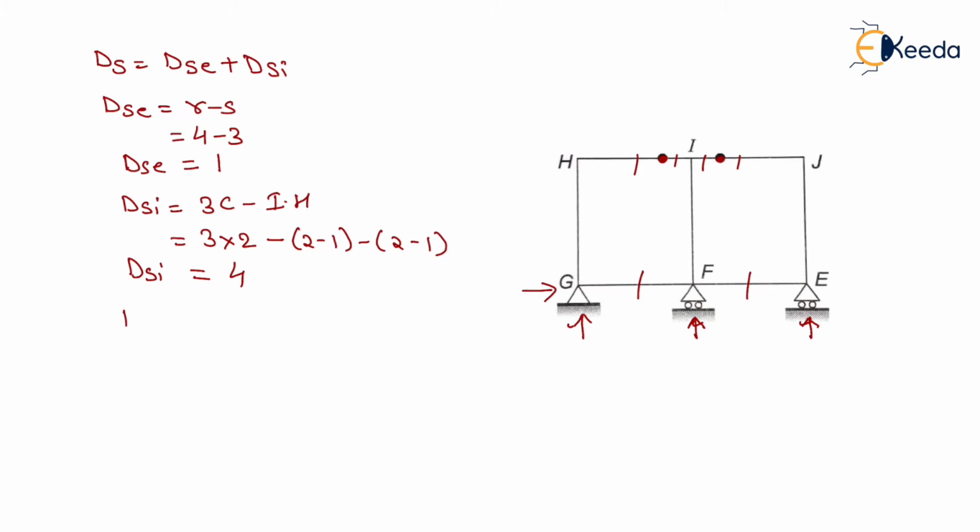Now if we want to calculate the total static indeterminacy, then it will be the sum of external static indeterminacy plus internal static indeterminacy, and we just put the values of these, that is 1 and 4. So the total static indeterminacy will be equal to 5. That will be the complete solution of this question.